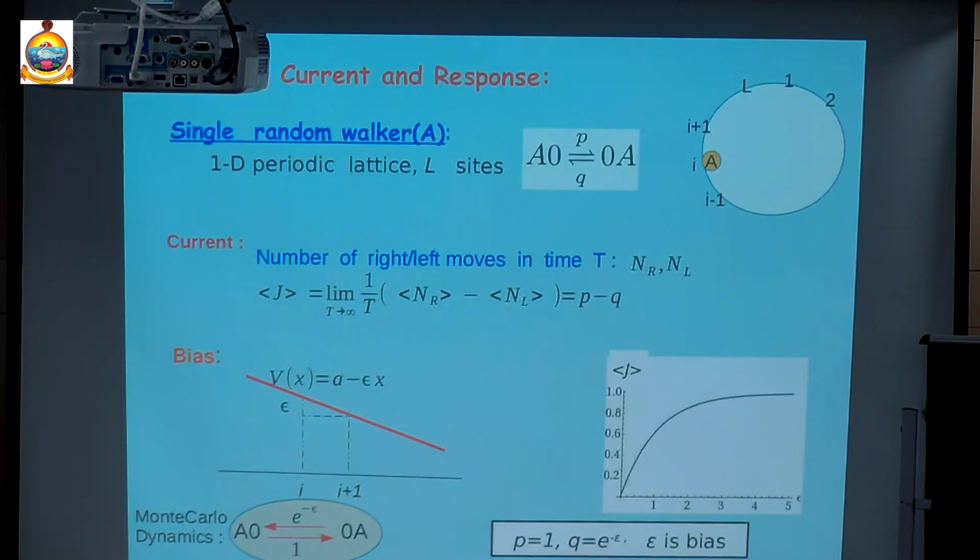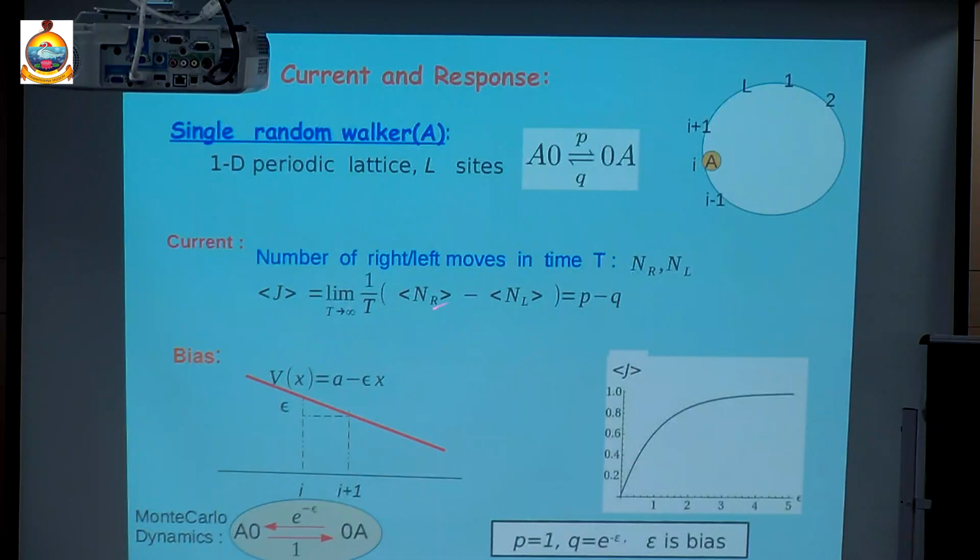Are you agreeing with that? The definition of the bias: if the particles move right with rate P and left with rate Q, then the bias the particle is experiencing is log P by Q. Is it okay with everybody? That's the definition, because if you have a potential with epsilon, then this divided by that gives you the bias, log of this divided by that. Log of right move over left move, that's a bias.